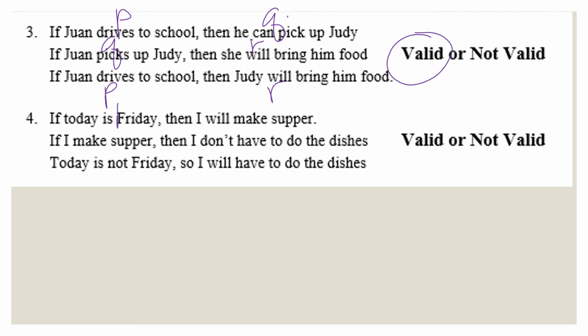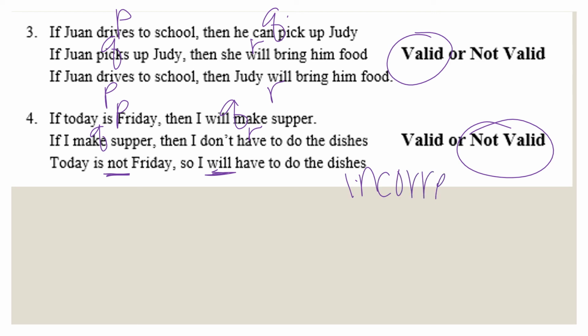If today is Friday, P, then I will make supper, Q. If I make supper, Q, then I don't have to do the dishes. Today is not Friday, so I will have to do the dishes. This is not valid because it's not the correct tense. Or it's incorrect negatives, or you're being negative when we should be positive, because they're talking about it is Friday. This is saying it's not Friday.